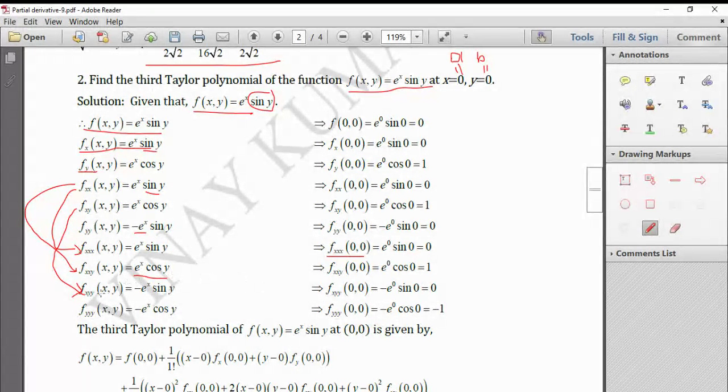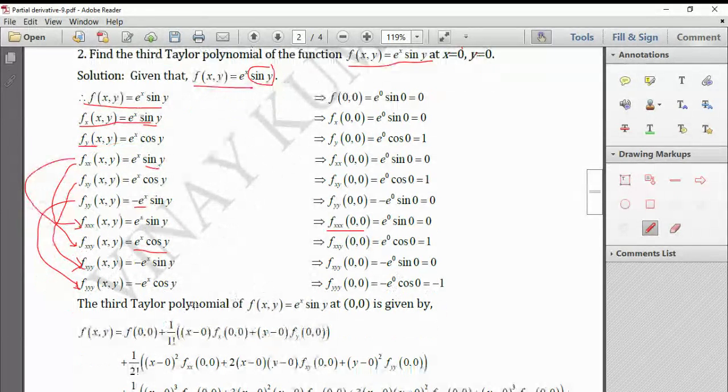Then last, we need fyy. So how are you going to get this? You have to differentiate fy with respect to y. When you are differentiating with respect to y, your x is constant. So minus e to the power of x is constant. What is the derivative of sin y? Cos y. So you will get minus e to the power of x into cos y. But we need fyy at 0, 0. So substitute x equal to 0 and y equal to 0, you will get minus 1.